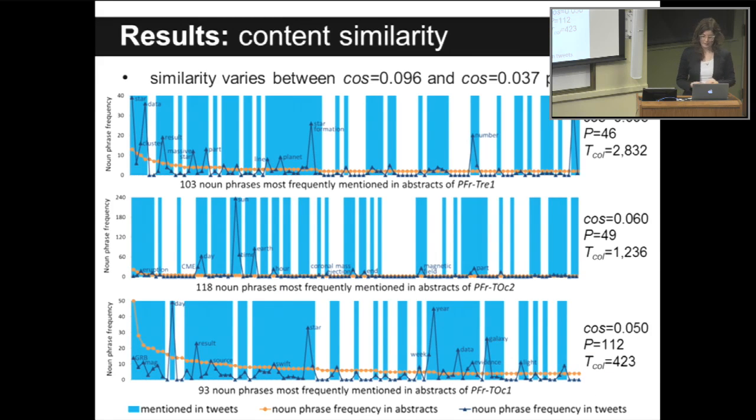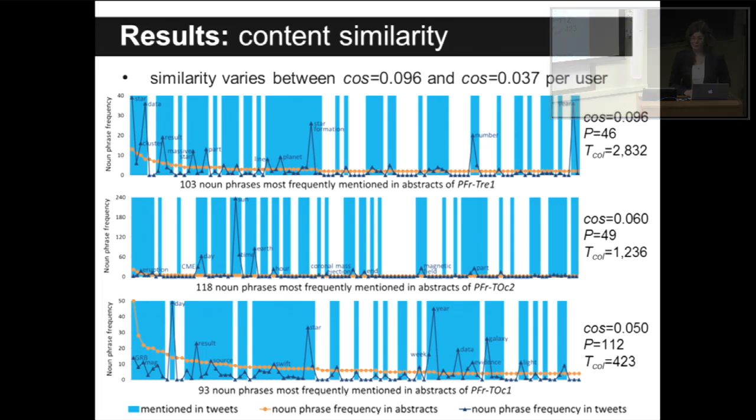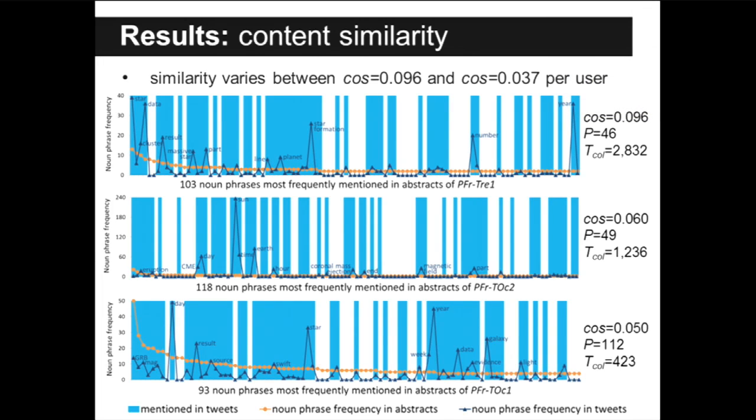If you do this analysis based on the different people, for the 18 astrophysicists, the cosine was also low, but it varied a little bit between 0.09 and 0.03. So here you have 3 examples of users, their cosine value, how many papers they published, how many tweets we collected.